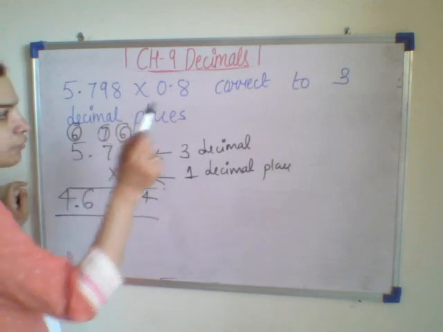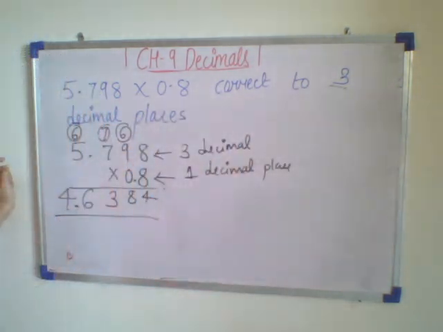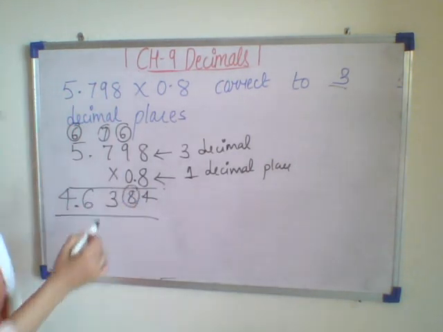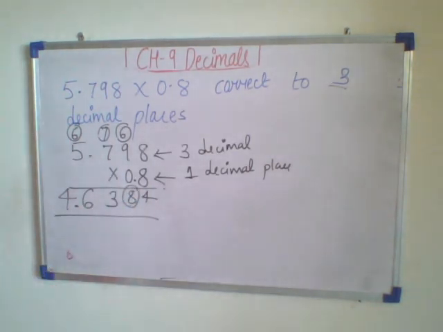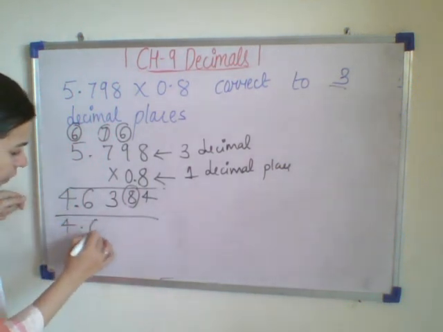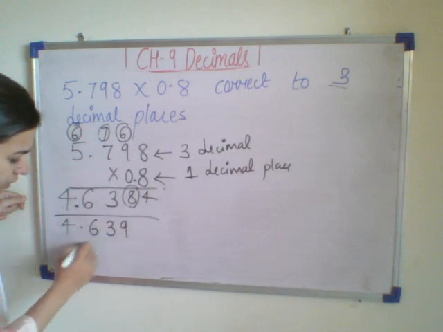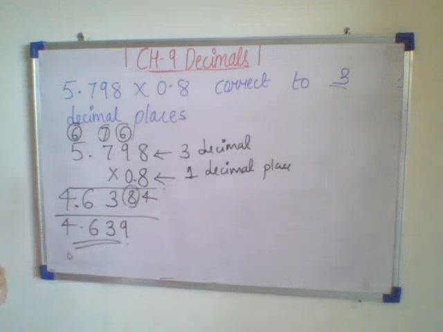That is 4.6384. Now we have to correct it to 3 decimal places. 1, 2, 3. This one. Now you can see here at the third place what is there? 8 is there. Now the next digit 8 is greater than 5. So 4.639. This will be our final answer.